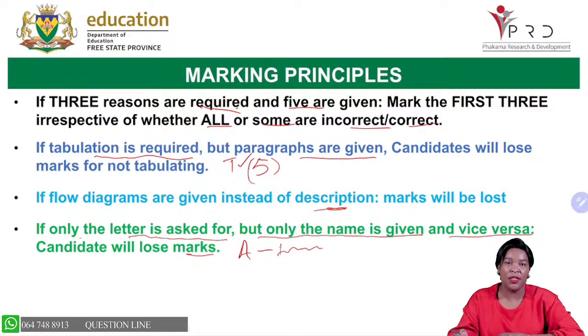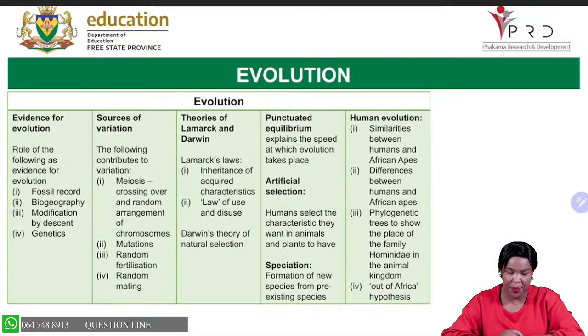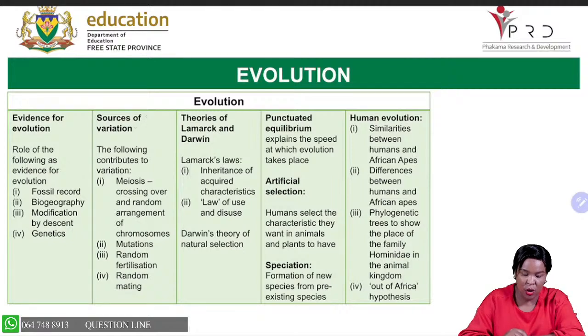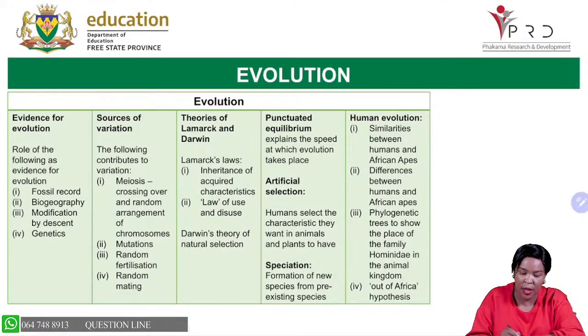Right, so we start with our biggest topic, which is evolution. Remember, this topic amounts to 54 marks of your paper 2. Now, this is what the exam guideline says you need to know on evolution. Evidence for evolution, sources of variation, and theories of Lamarck and Darwin. I hope by now you know those theories.